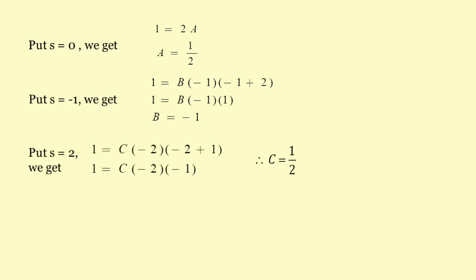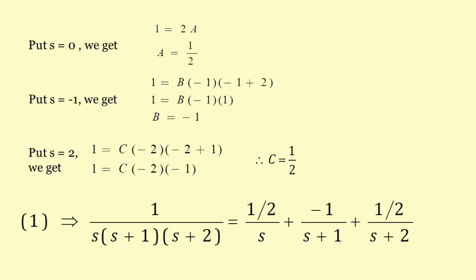Now let us substitute s = -2. So we get 1 = C(-2)(-2+1). So solving this equation, we get C = 1/2. Now substituting the values of A, B and C in equation 1, we get (1/2)/s + (-1)/(s+1) + (1/2)/(s+2).